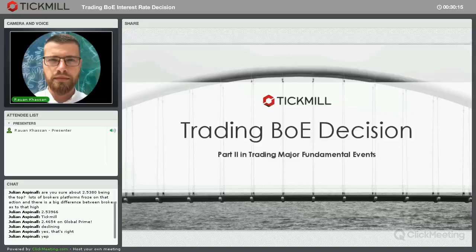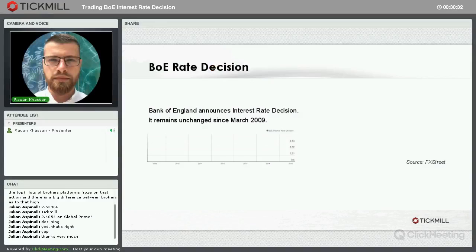Back to the Bank of England decision. Once the initial market reaction has passed, we can sit down more comfortably and follow what the differences in the Bank of England decision have been. To start with, the Bank of England announces its interest rate decision on a monthly basis, and it has remained unchanged since March 2009, so effectively for 6.5 years. This day didn't change the fundamental situation a lot.